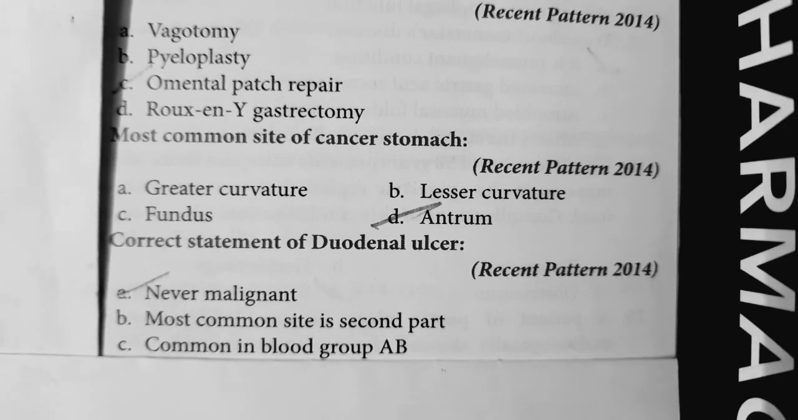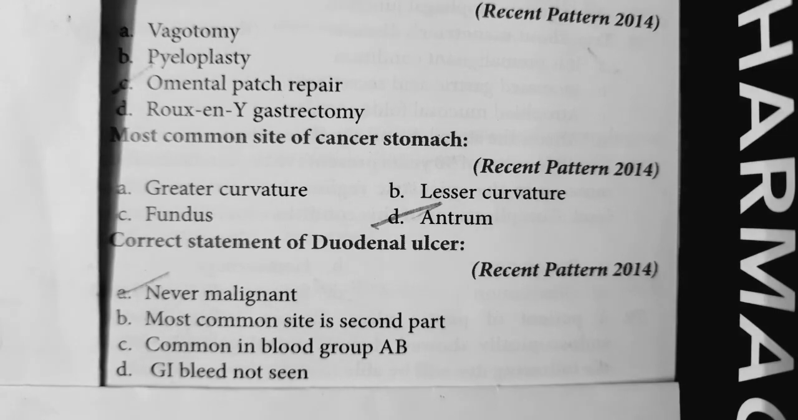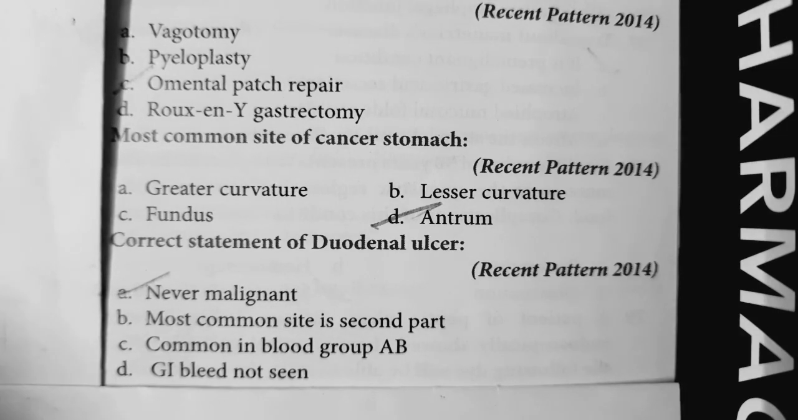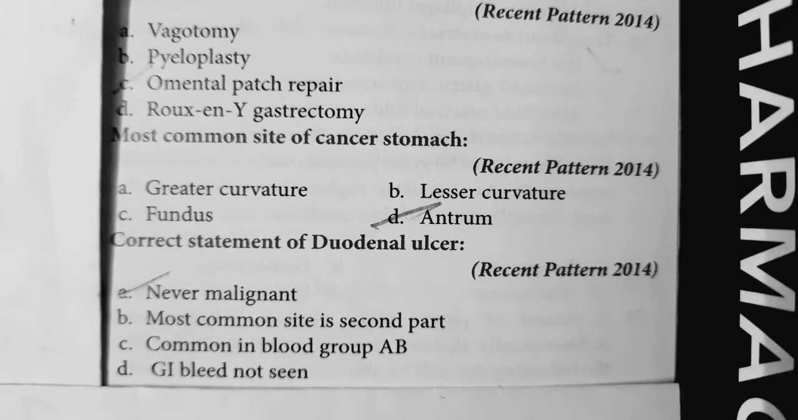Common blood group is blood group AB. No. Common blood group is blood group O. GI bleed is not seen. Actually, GI bleeding is the most common complication leading to death in duodenal ulcer. Then, question number 7.